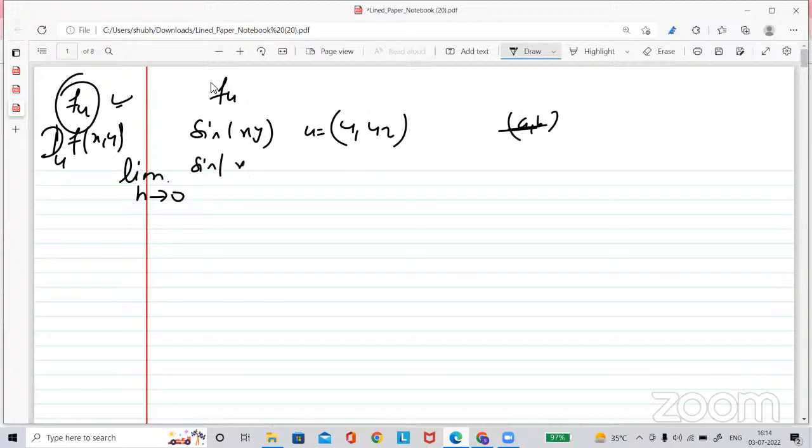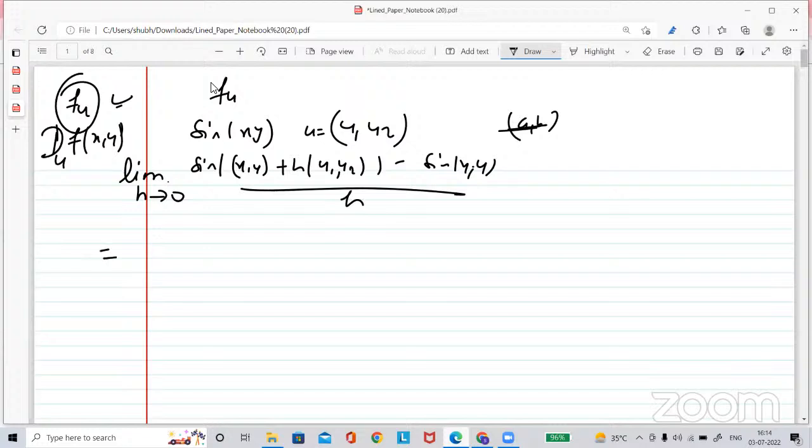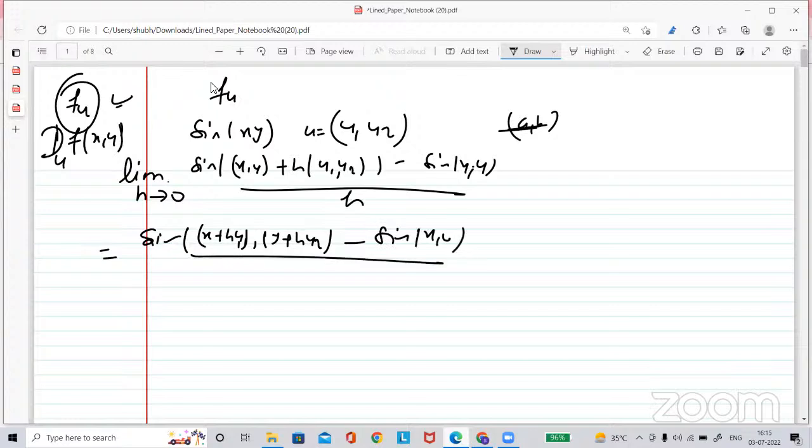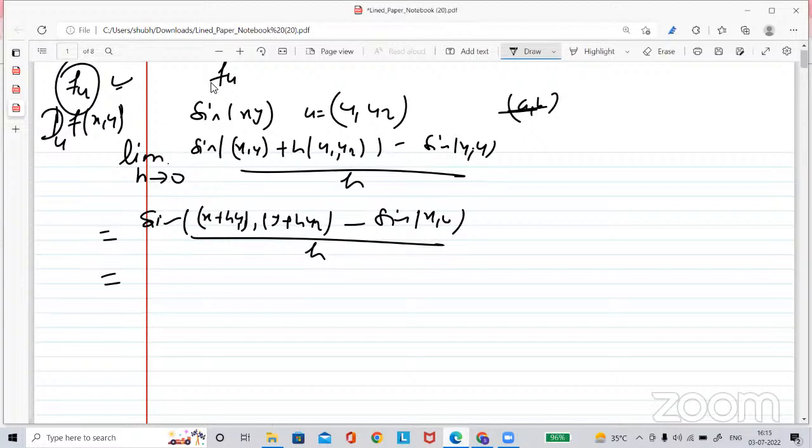of (x, y) plus h times (u1, u2) minus xy upon h. This is going to be sine of (x plus hu1) into (y plus hu2) minus sine xy. Yes, so this is exactly equal to the substitute. Sine, I am writing... oh, I am missing, I am making a mistake here.